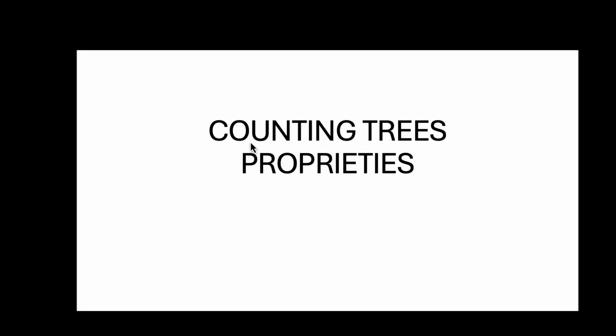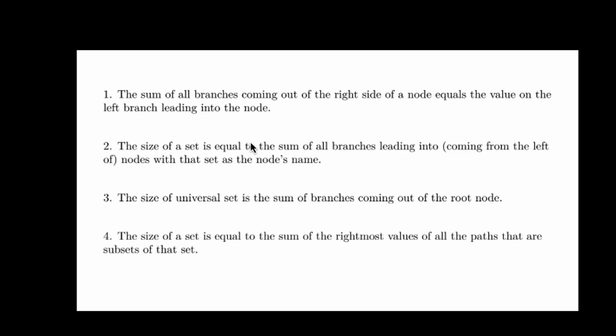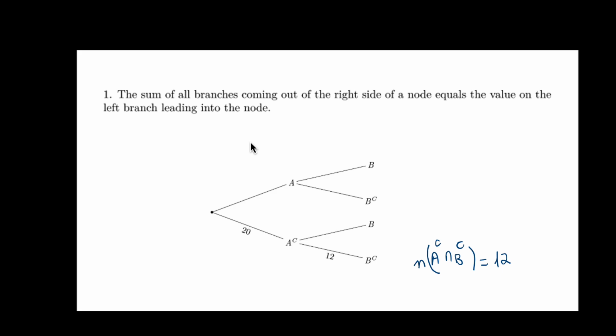Okay? So let's go through all the properties, because this property is just one. There are 4 different properties, actually 3, but we stated it as 4. And after we have these 4 properties, then we can start doing counting problems. Okay. So here are the 4 properties, and we're going to go one by one. Let's start with number 1, where we say that the sum of all the branches coming out of the right side of a node equals the value on the left branch leading into the node. It's exactly what we talked about, right?